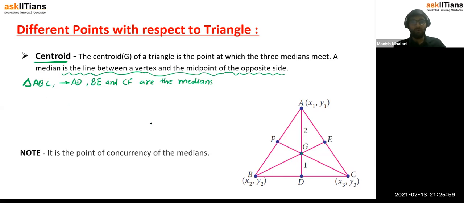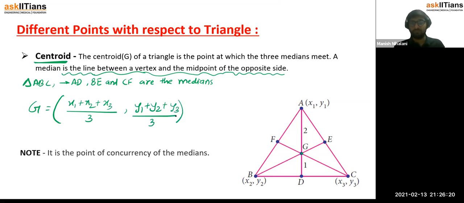There is also a formula: the centroid of a triangle has its x coordinate given as x1 plus x2 plus x3 whole divided by 3, and its y coordinate given as y1 plus y2 plus y3 whole divided by 3. So this is how we talk about a centroid and its x coordinate and y coordinate. Note again that it is the point of concurrency of the medians.